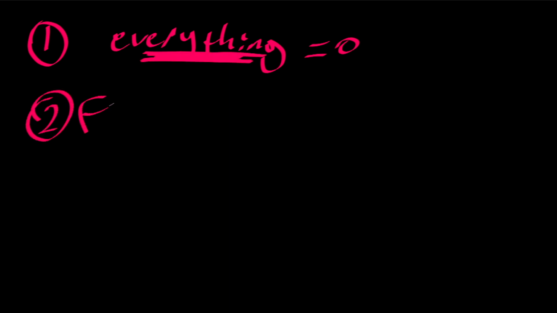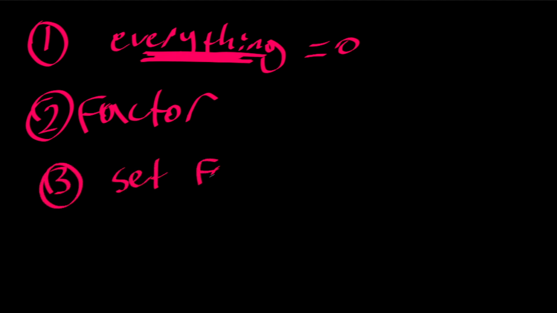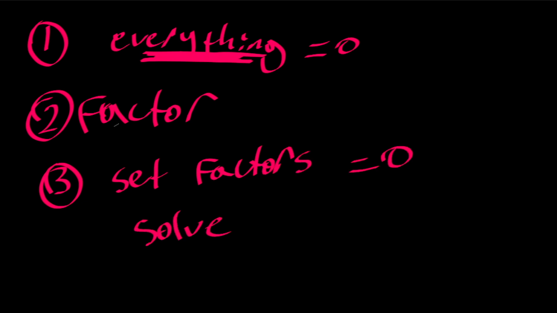Okay, so then we're going to actually do our factoring. Now, once you factor, you can set those factors individually equal to 0, and then you can just solve. All right, so those are the key points of solving by factoring.